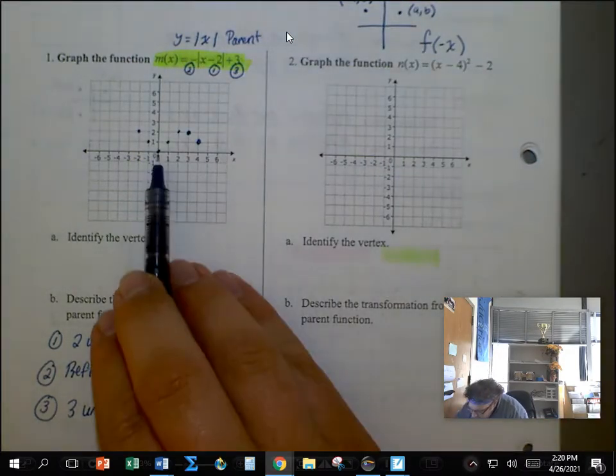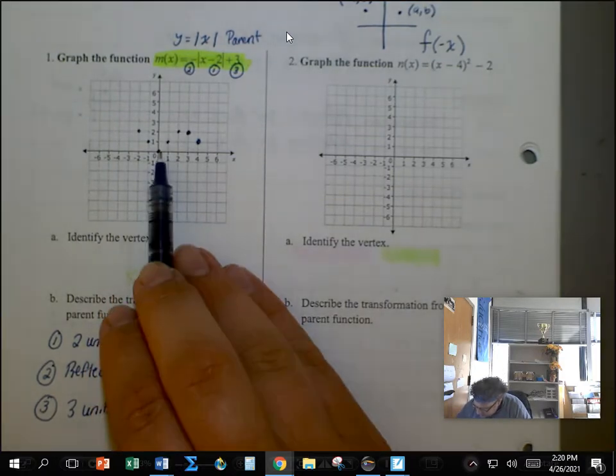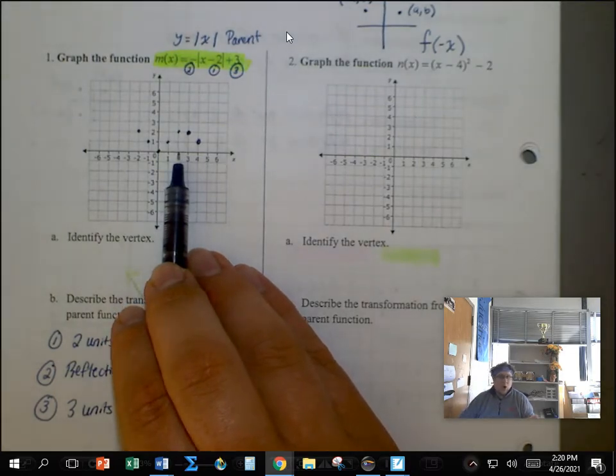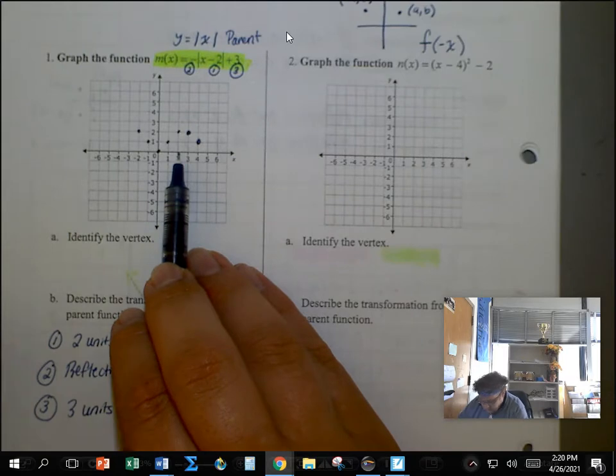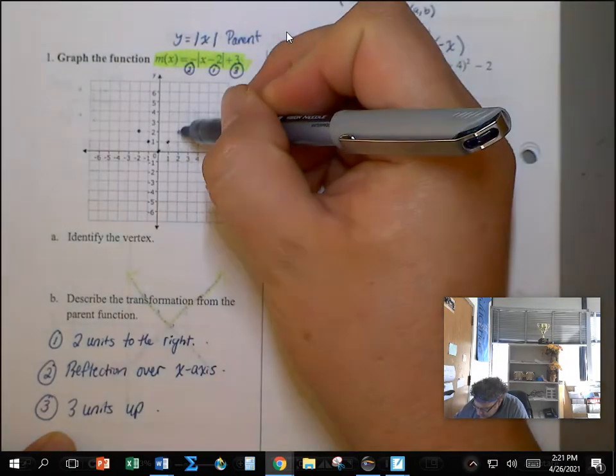And then we're going to move this right here, 0, 0. So we're going to go 2 to the right, 1, 2. Reflect over the x-axis. We're already on the x-axis, so we are technically done with that step. And then the last one is 3 units up. So 1, 2, 3.